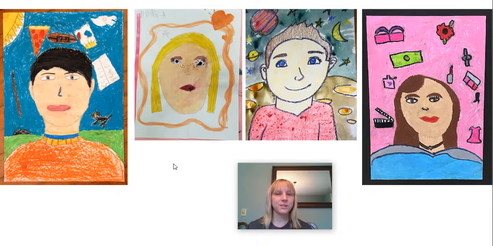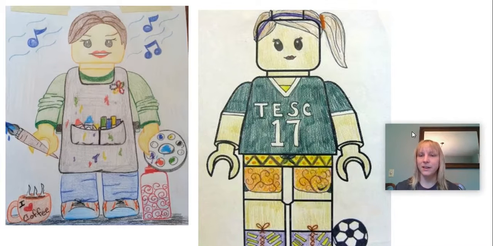I have a few more examples of some ideas. So you could do a portrait of some of your favorite things. So maybe you really love Legos and you could draw yourself as a Lego person, or the Lego person of what your favorite sports teams are, or whatever it might be to show and express about the person in the portrait.